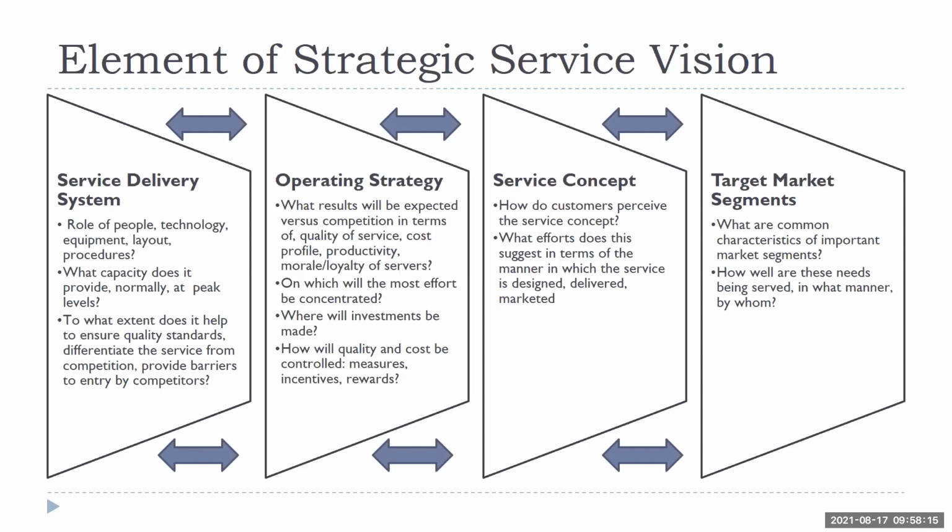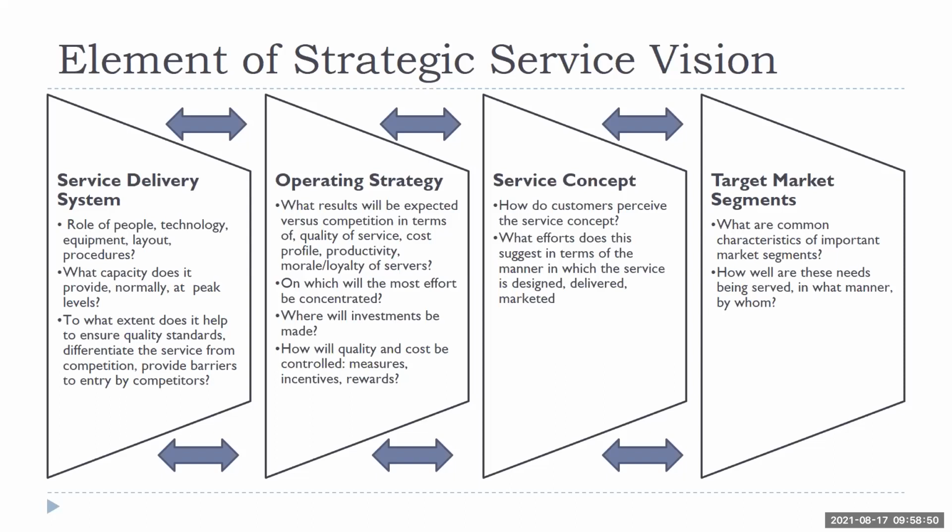So to meet that promise, if I say that delivery will be within 30 minutes, how many delivery personnel do I require, what kind of vehicles do I require? Because with a limited number of delivery people, it won't be possible. Or do I need drone technology, because I know that traffic will be much more? Let us start with the drone delivery system. That is where your service delivery system comes into the picture: whatever promise I'm making in operating strategy, how am I going to deliver it?